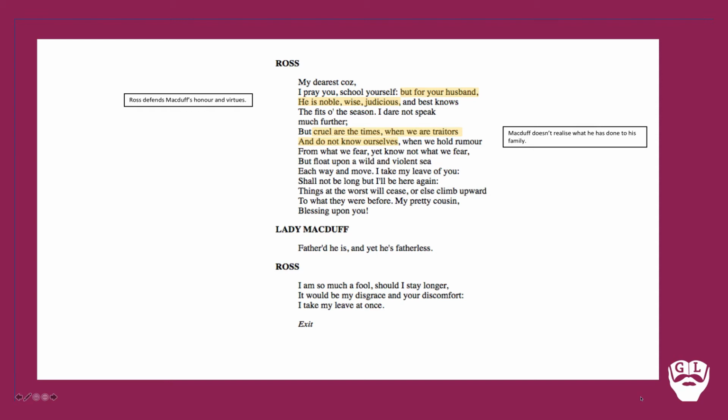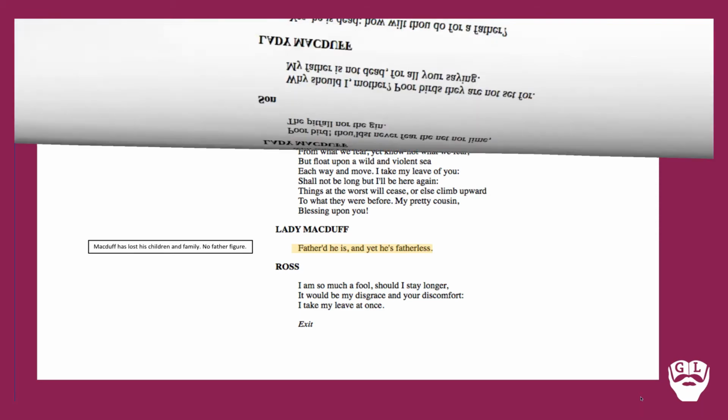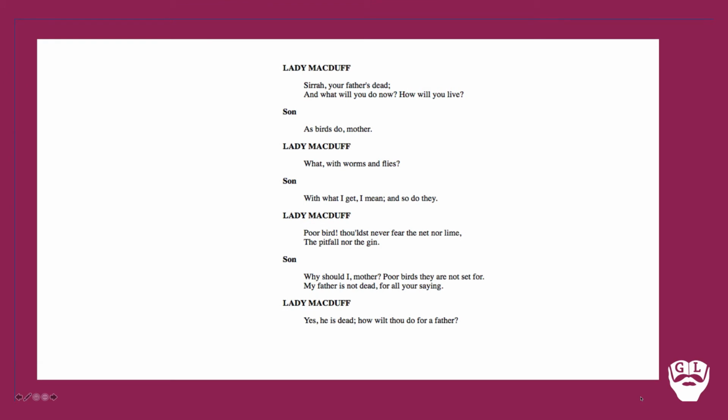Continuing forward, Lady Macduff then comments on how her son is fathered, and yet he's fatherless. Going really quite deep here, saying how Macduff's son has no father figure now, as a result of what he has done to his children and family. Ross then exits at this point and leaves Lady Macduff and the son alone. What we see here is Lady Macduff commenting how your father's dead, almost dead to them, in a figurative manner. And she asks, "What will you do now? How will you live?" The son says, "As birds do."